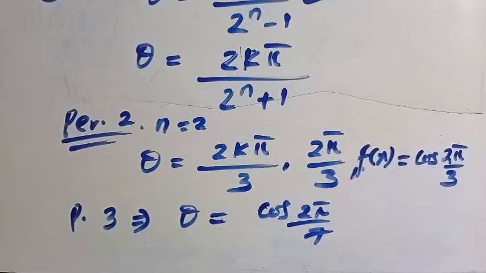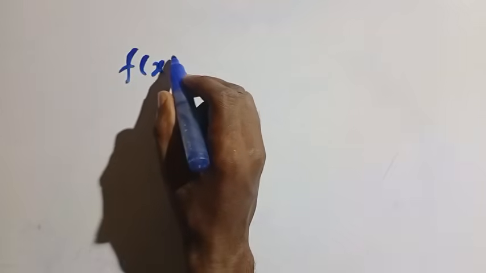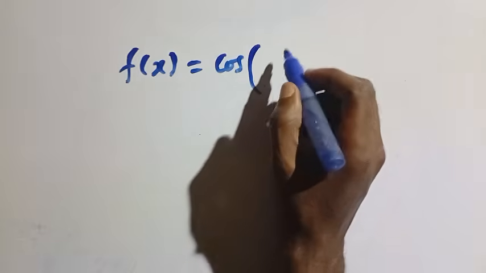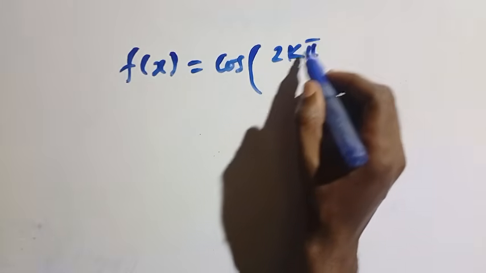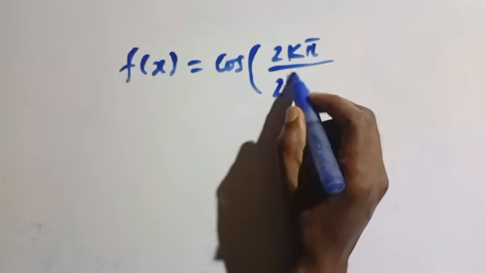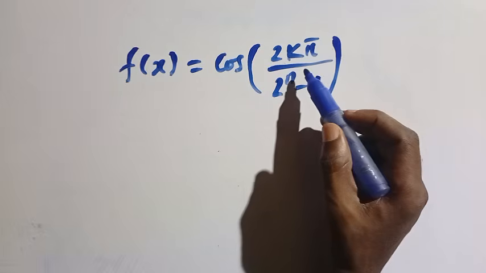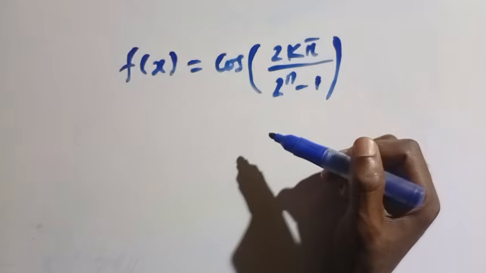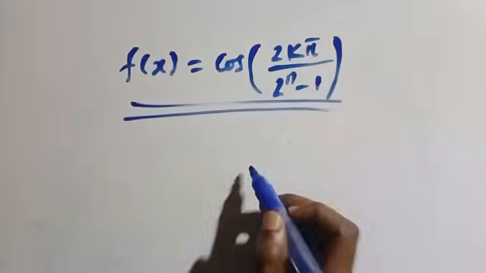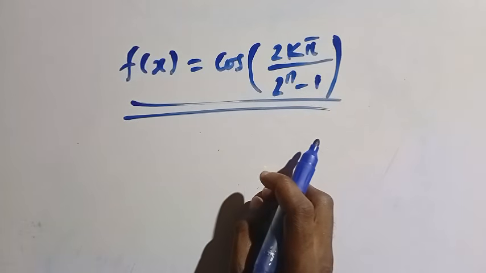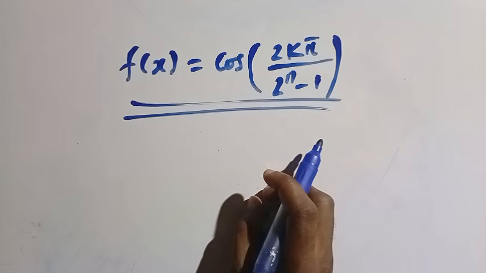In a general form, if we keep iterating this, the general form for f of x is going to give us cos of open bracket 2k pi divided by 2 raised to power n minus 1, and f here has a period of n. So this is the final answer to this problem, as this question combines three things: algebra, trigonometry, and number theory.